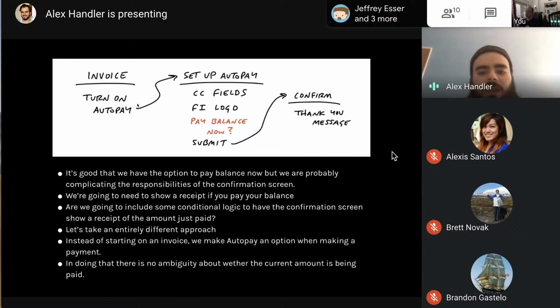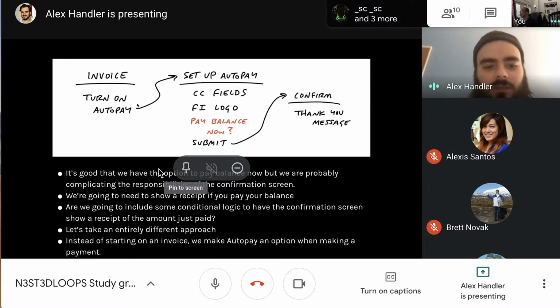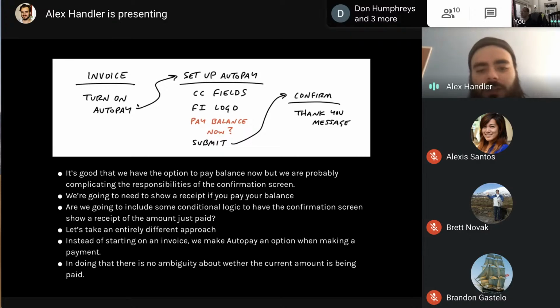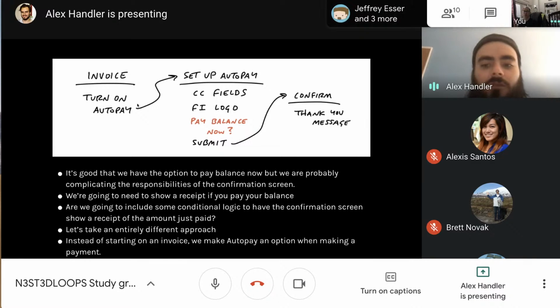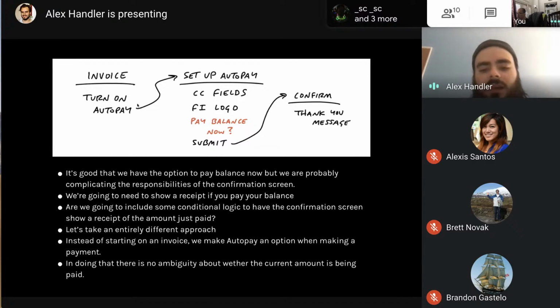So it's good that we have the option to pay balance now, but we're probably complicating the responsibilities of the confirmation screen. We're going to need to show a receipt if you pay your balance, right? So the question becomes, are we going to include that conditional logic on the confirmation screen to show a receipt of the amount that was just paid? And what they decide is to take an entirely different approach. Instead of starting on an invoice, we make autopay an option when making the payment. In doing that, there's no ambiguity on whether the current amount is being paid or not. So what that looks like is this.